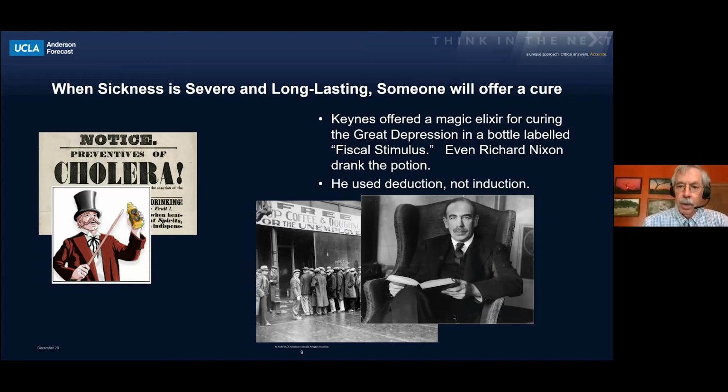And even Richard Nixon drank the potion much later in the 70s, believing that the Keynesian stimulus would work. He created this knowledge by deduction, not induction. In other words, it was the pure thought process, which was not backed up by any substantial evidence, but still it's a compelling story.